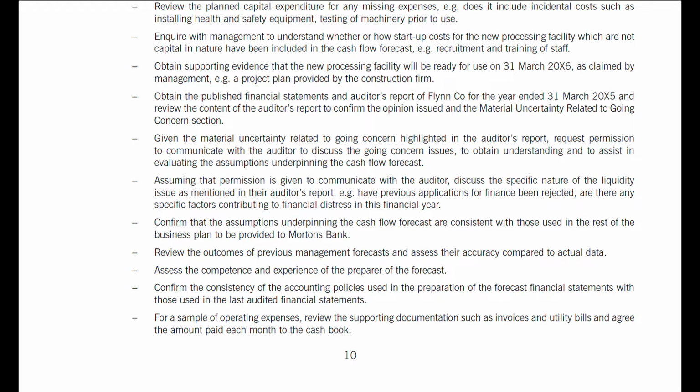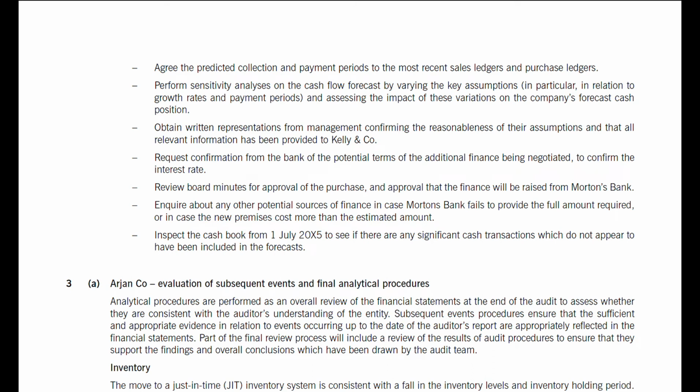Confirm the consistency of the accounting policies used in the preparation of forecast financial statements with those used in the last audited financial statements. For example, for operating expenses, review the supporting documentation such as invoices and utility bills and agree the amount paid each month to the cash flow. Agree the predicted collection and payment periods to the most recent sales ledger and purchase ledgers.